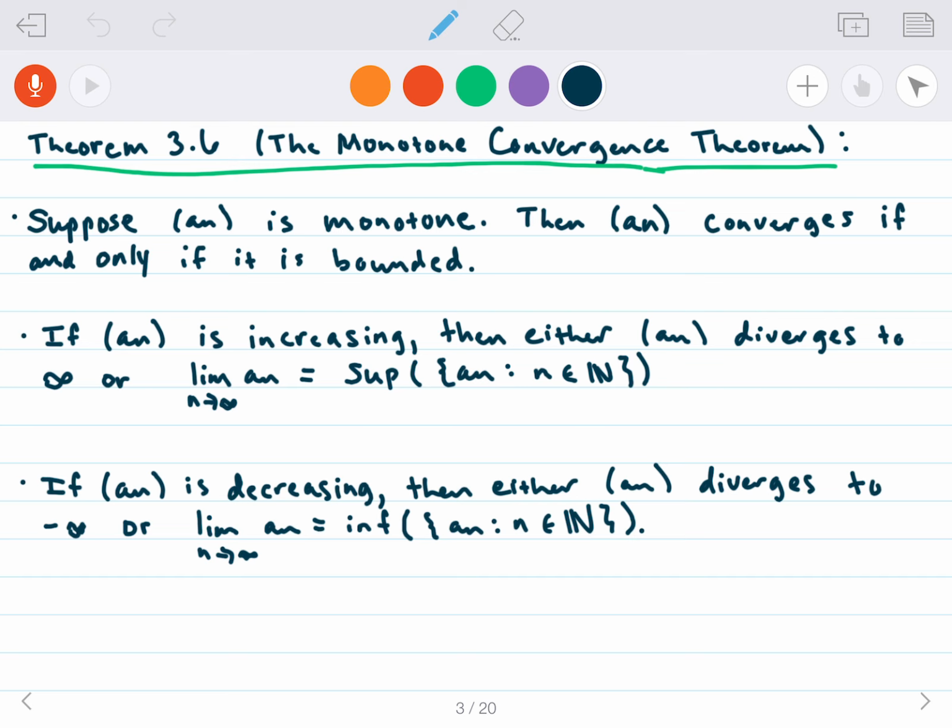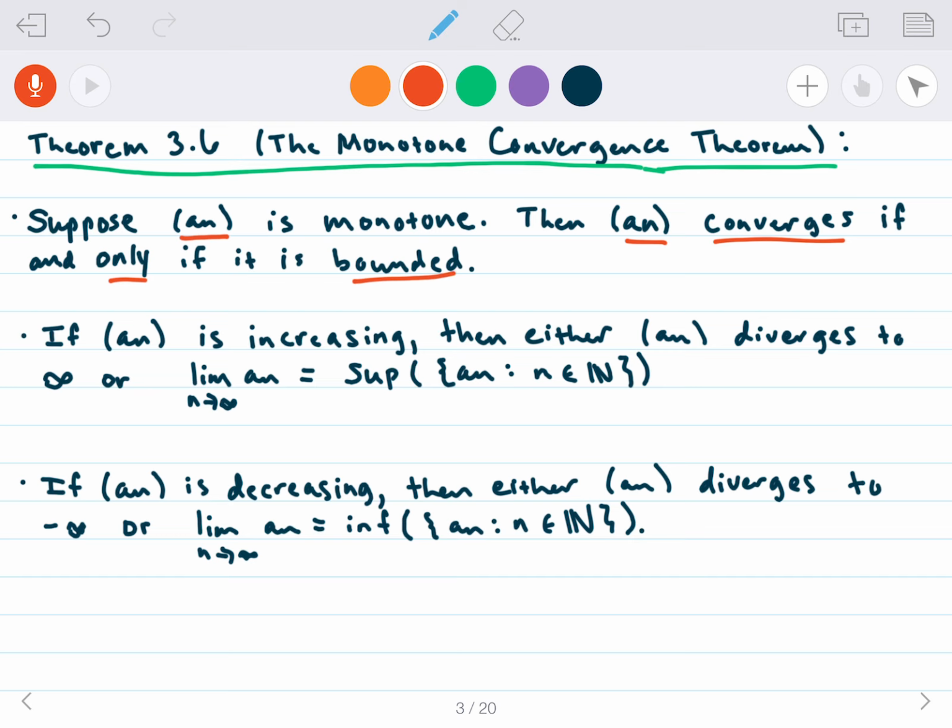Okay, so our first big theorem of this lecture is going to be the monotone convergence theorem. We're going to prove one part of it, and then the rest is going to be an exercise for homework. So let's just state it first. If we have a monotone sequence, whether that be monotone increasing or decreasing, then the sequence is going to converge if and only if it is bounded.